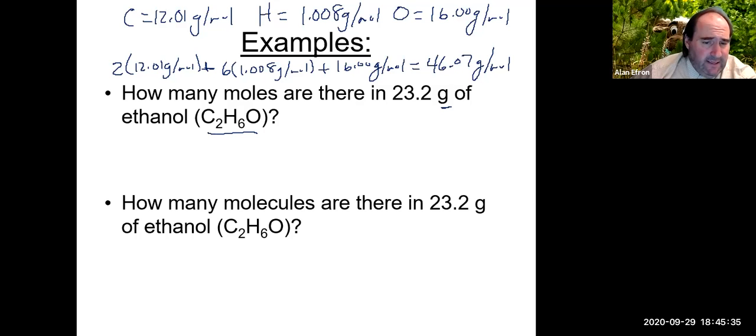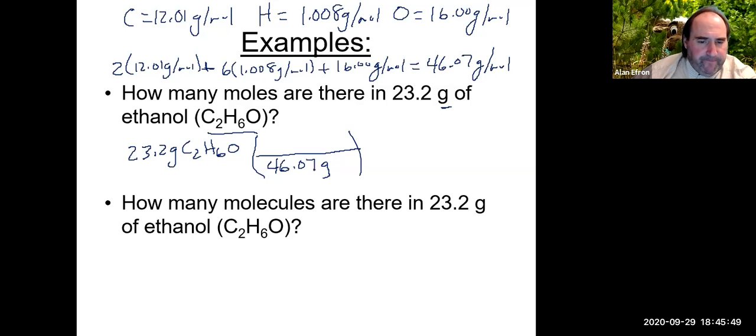That's going to give us 23.2 grams of C2H6O. Again, grams up there on top. So to make sure it cancels out correctly, we're actually going to divide by this. Put the grams on the bottom. Again, the grams will cancel here, and it looks like we end up with a number.